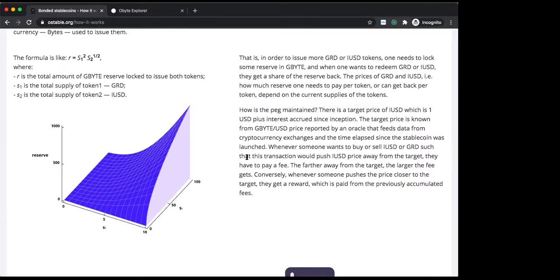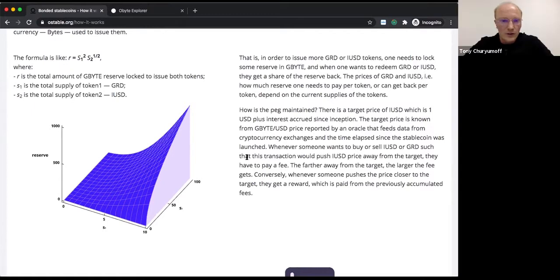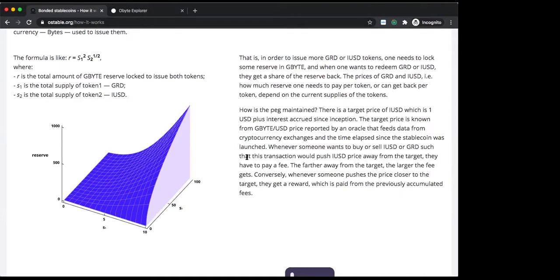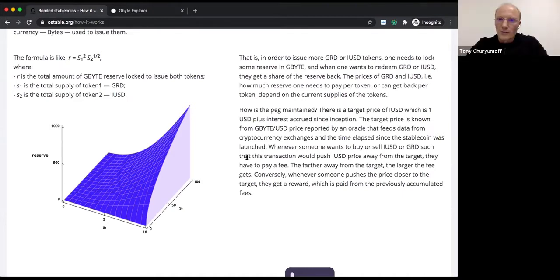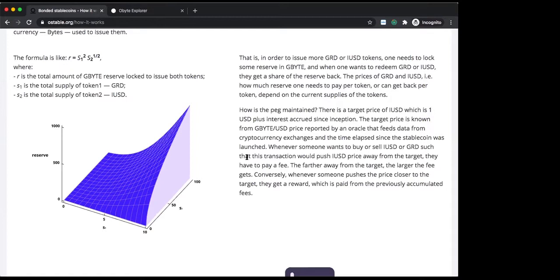That's, well, maybe not very trivial math that governs the issue of bonus stablecoins. But again, the main property that they give to end users is that it is very straightforward, very simple to buy those tokens. You send one crypto and you get a stablecoin back.